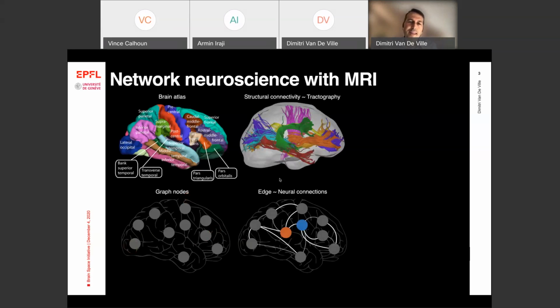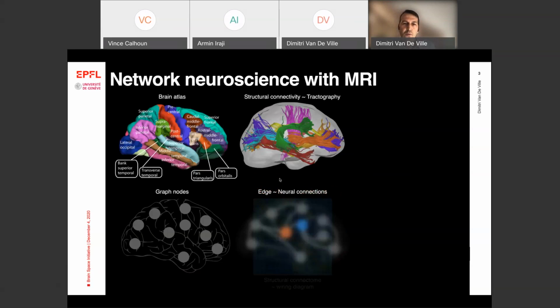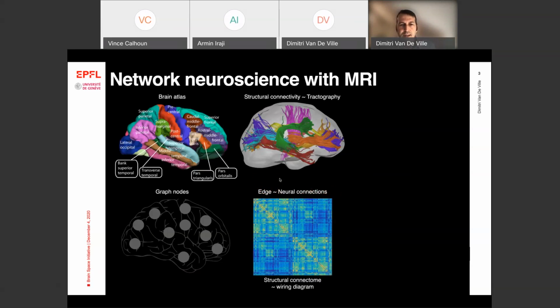So typically either they are obtained from structural connectivity, so by applying tractography to diffusion-weighted MRI, and that leads to edge weights that characterize the strength of neural connections, which, if you put them all together in a matrix, constitute the so-called structural connectome, or the wiring diagram, as it is also usually called.